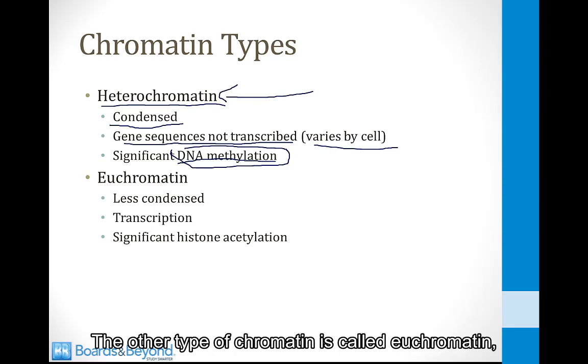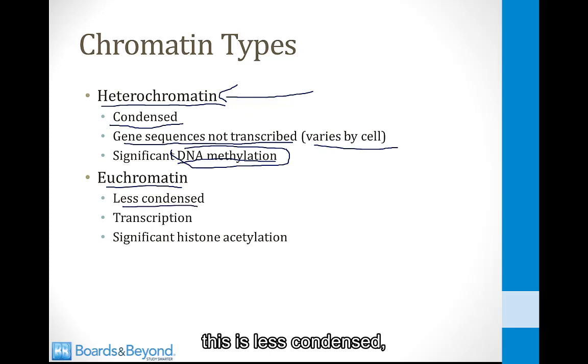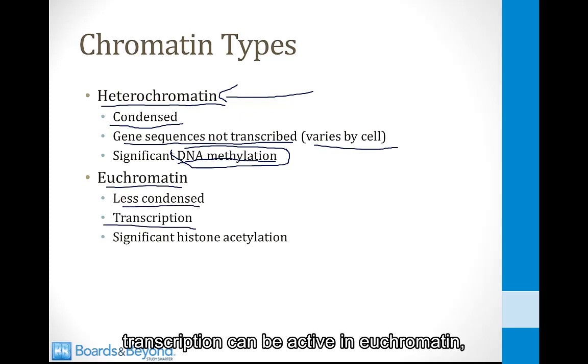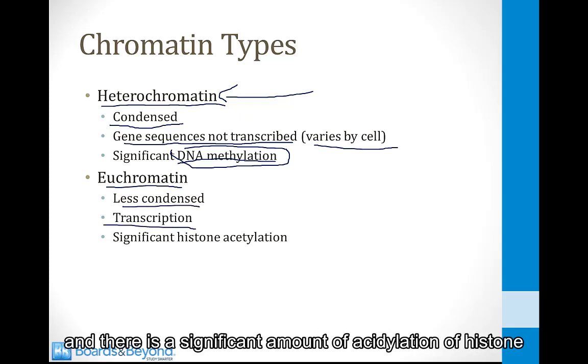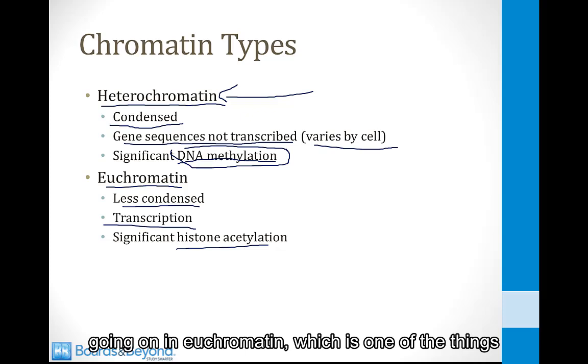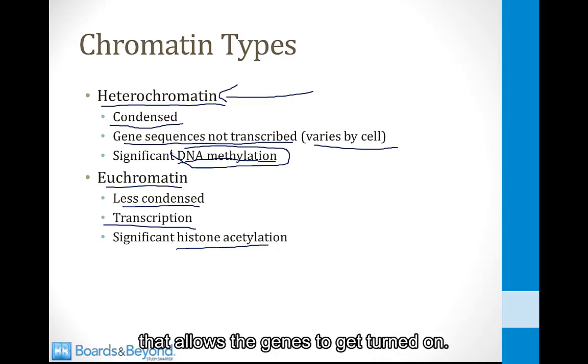The other type of chromatin is called euchromatin. This is less condensed. Transcription can be active in euchromatin, and there is a significant amount of acetylation of histone going on in euchromatin, which is one of the things that allows the genes to get turned on.